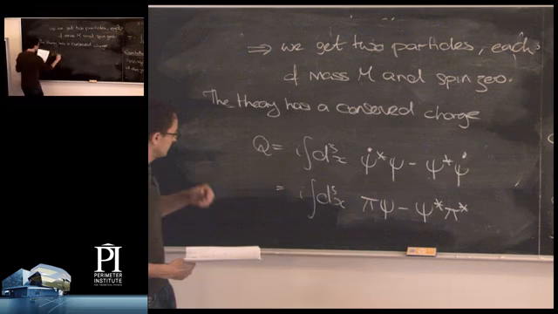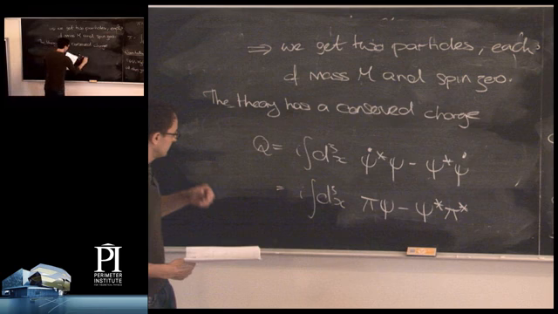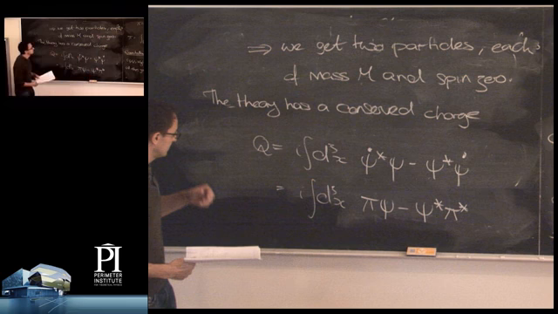The conserved charge we worked out maybe yesterday, maybe the day before: psi minus psi star psi dot. If I write it in terms of the momenta instead of the psi dots, it's pi psi minus psi star pi star.